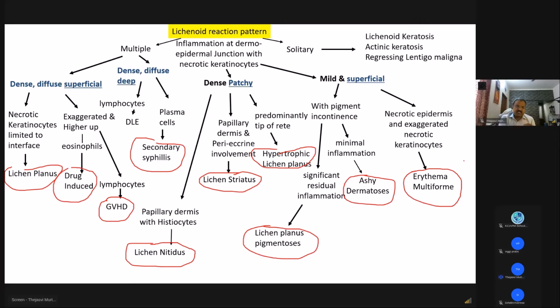If we are seeing plasma cells and dense, diffuse, deep inflammation, then it is secondary syphilis. If we are seeing lymphocytes and an exaggerated response, that is graft versus host disease. Like that you can deduce, and this is the algorithm for lichenoid reaction. Hope it is of use to you.